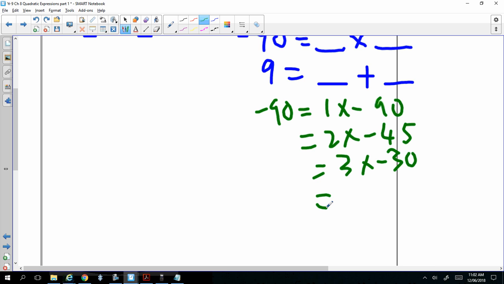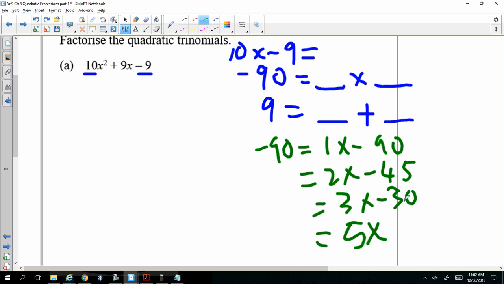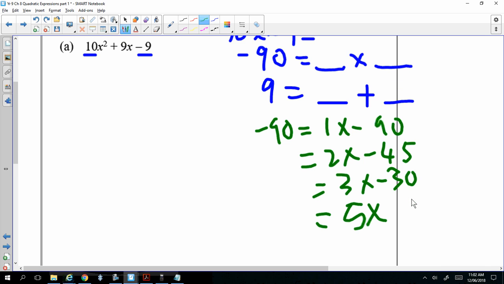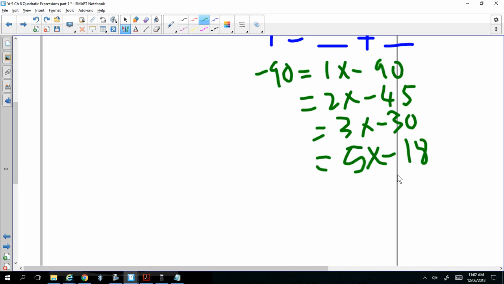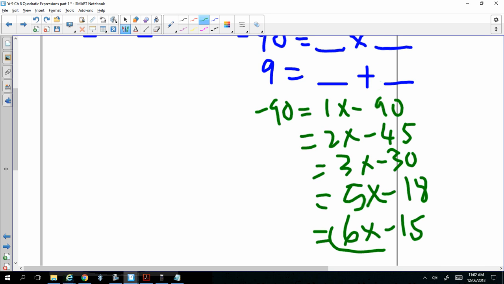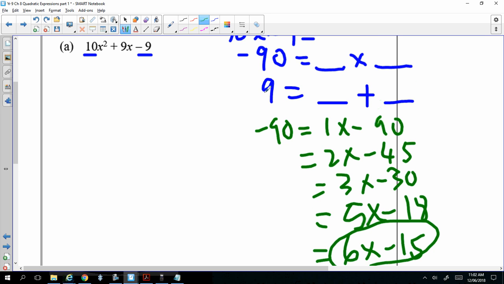5 times what? 5 times 16? No, 5 times 18, right? Doesn't work, and then you keep trying. What's the next one? 6 and 15. It works, so it must be this one. But because it adds up to 9, the bigger one must be positive, and the smaller one must be negative. Get the idea?